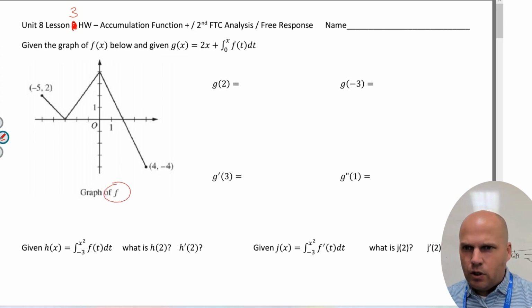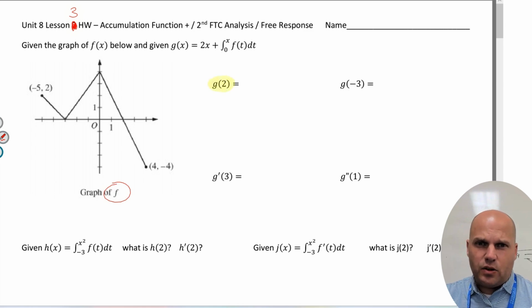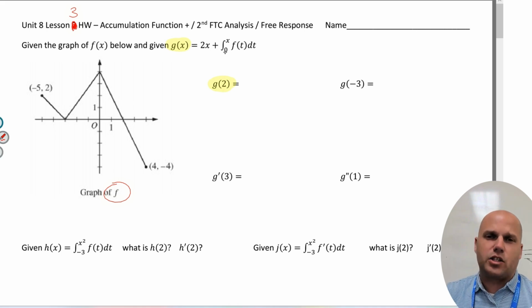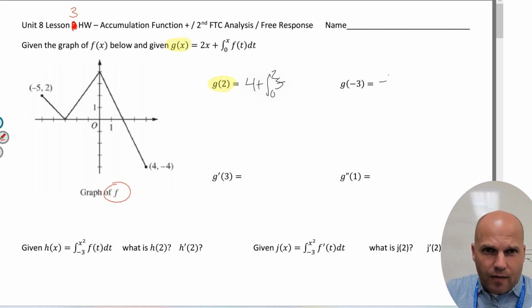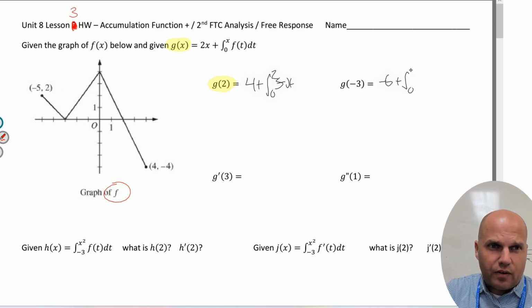I have the graph of F. You got to understand what the questions are asking you. I'm asking you about the graph of G. Oh, well, G is 2x plus the accumulation of the area under F. Cool. If I wanted G of 2, I would have to do 4 plus the accumulation from 0 to 2. If I have G of -3, I would have -6 plus the accumulation of F from 0 to -3. Careful, you're going to go backwards.